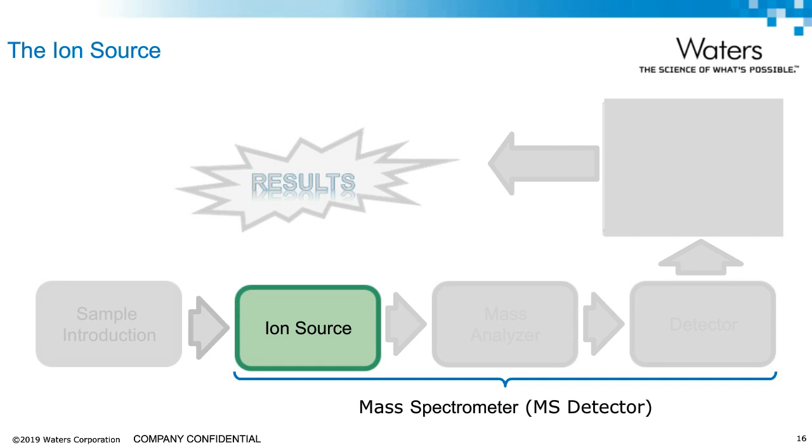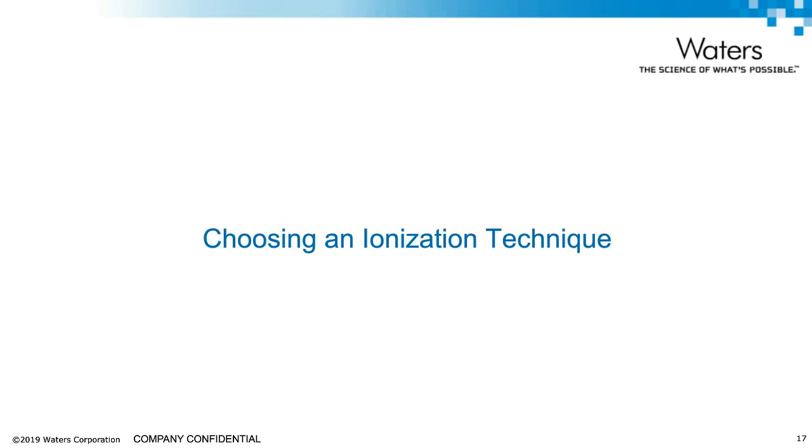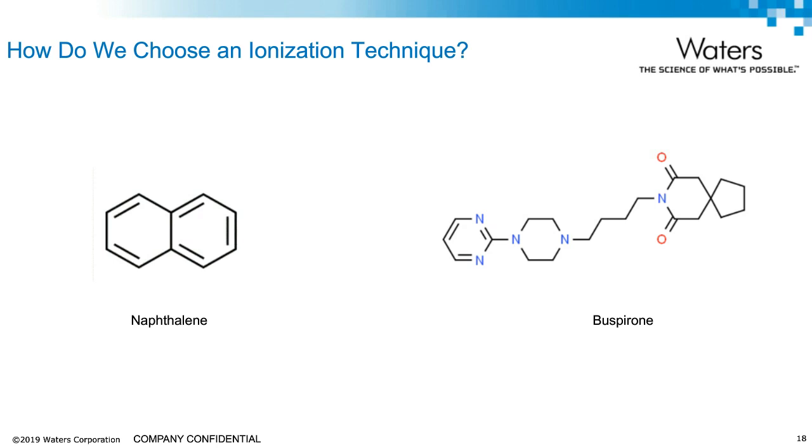As well as discussing how ions are formed, we need to think about how we would choose an ionization technique suitable for our analytes of interest. As an example, naphthalene on the left and buspirone on the right are two very different molecules. How would we decide on an ionization technique for each molecule? What factors might be important in making that decision?